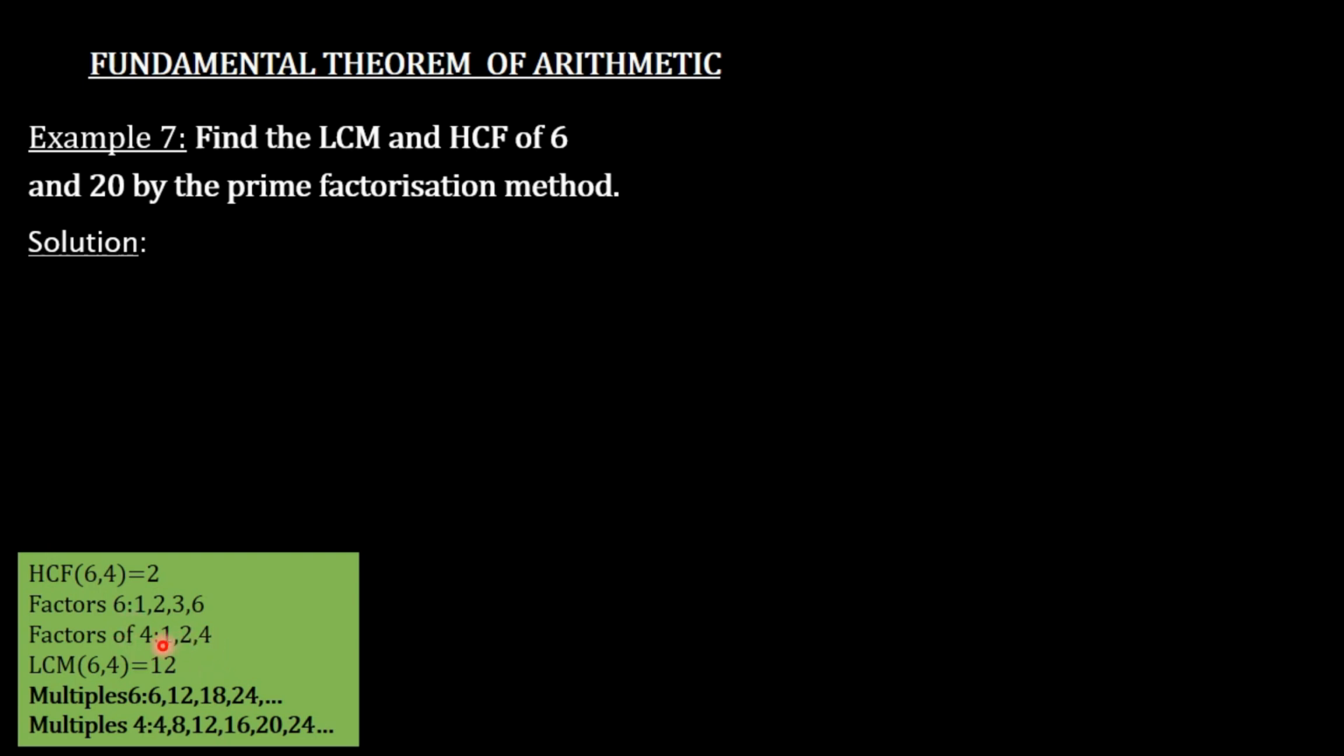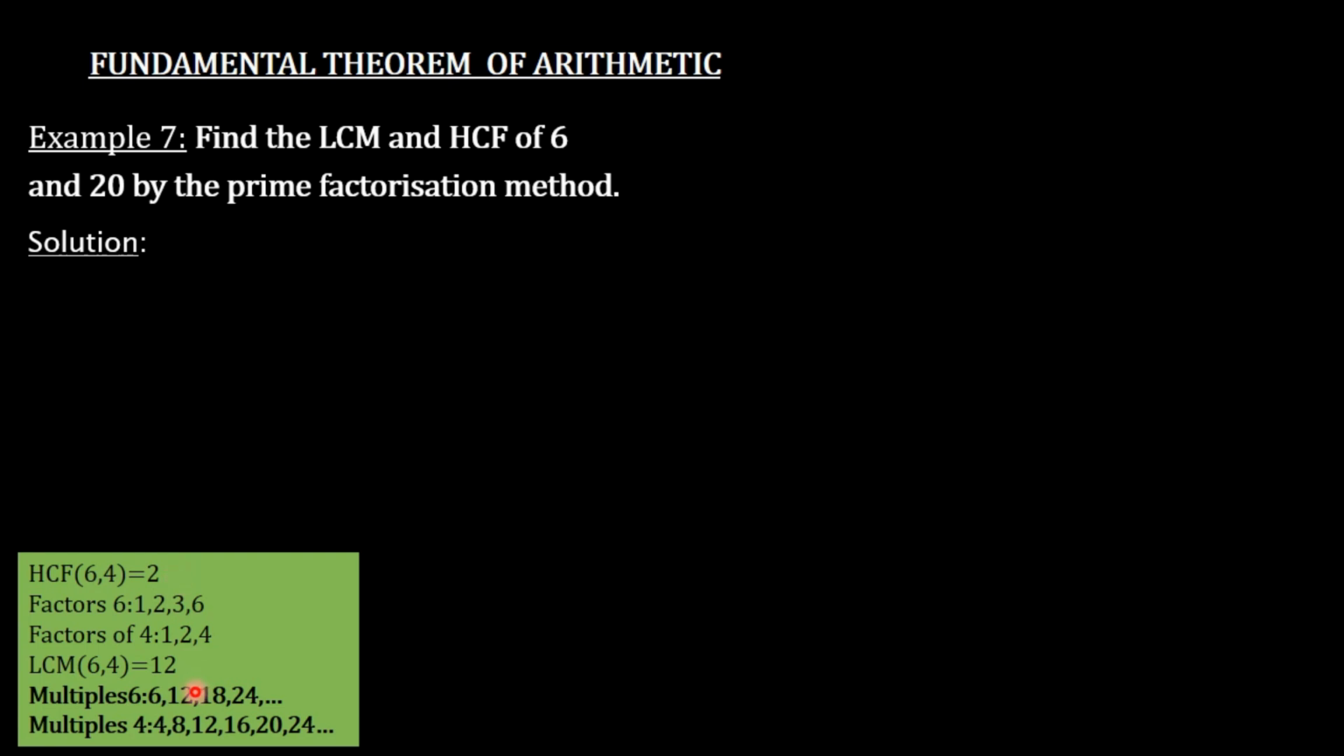That is, on dividing by these factors 4 we will get a remainder 0. Then what is HCF? We have to compare these factors and find the highest common factor among them. What is the highest common factor here? 1 and 2 are common factors, which is highest among that? 2. So HCF of 6 and 4 equals 2.